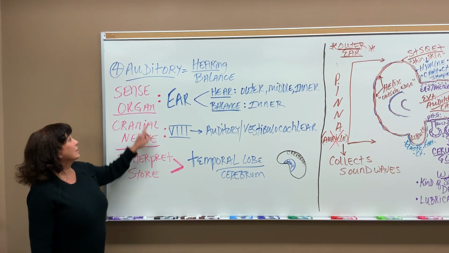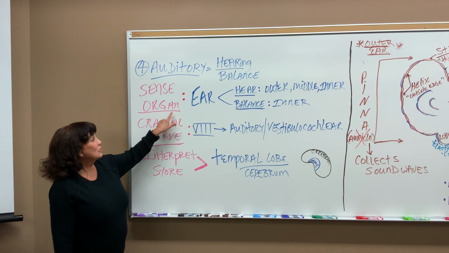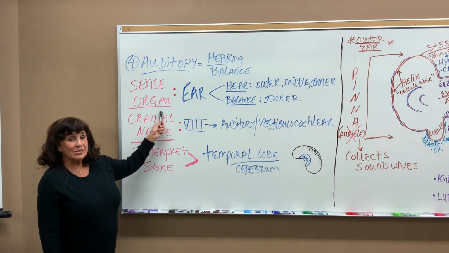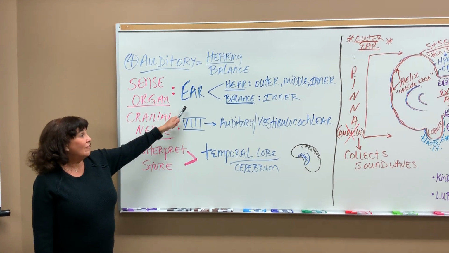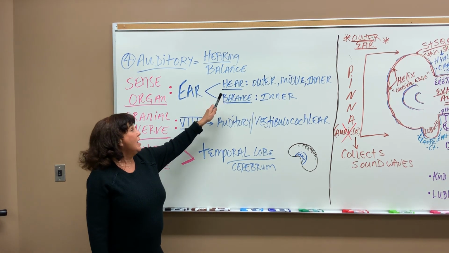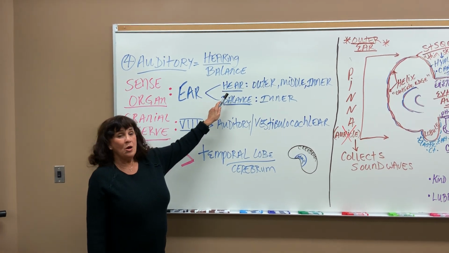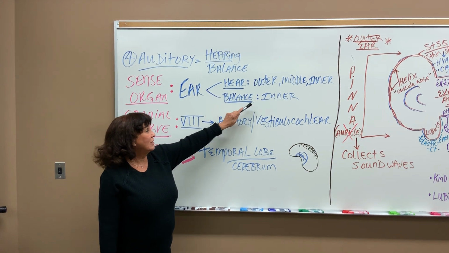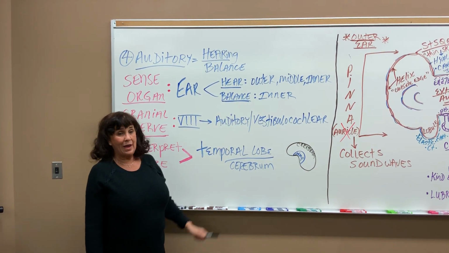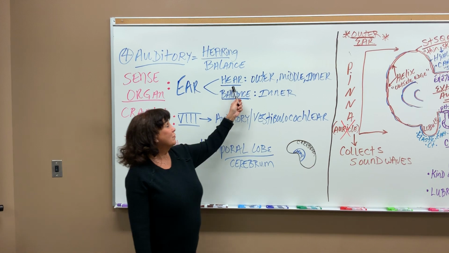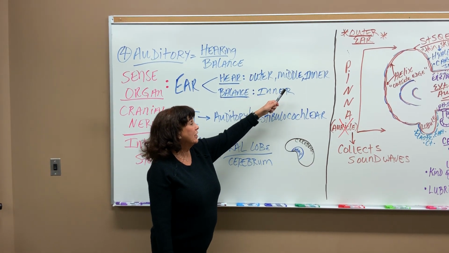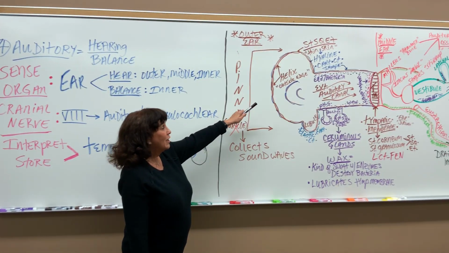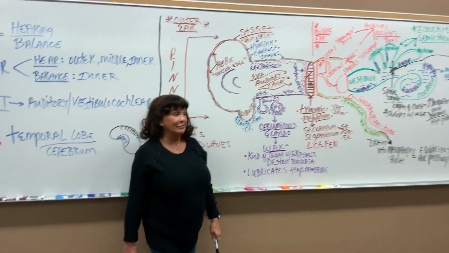And so here it is. What's the organ associated with your sense of hearing and balance? The ear. And basically, for hearing, all parts of the ear are involved in hearing, and only the inner ear is involved in balance, okay? So for hearing, outer, middle, and inner ear, and over here in my drawing, I color-coded it, okay?